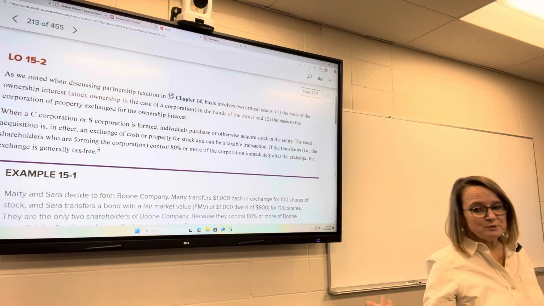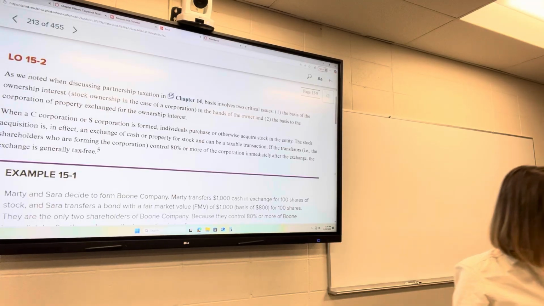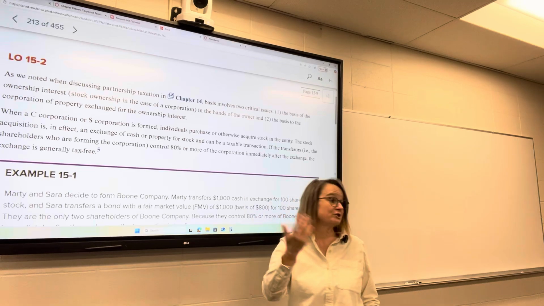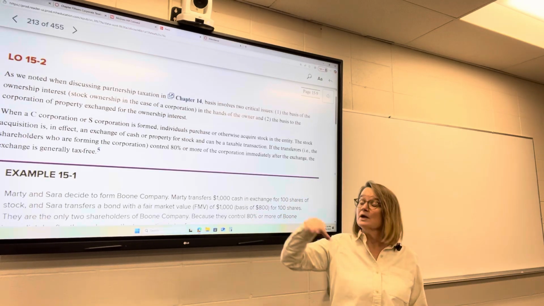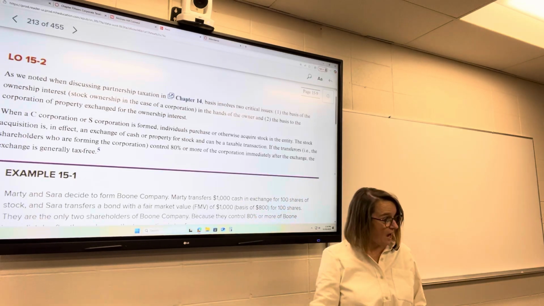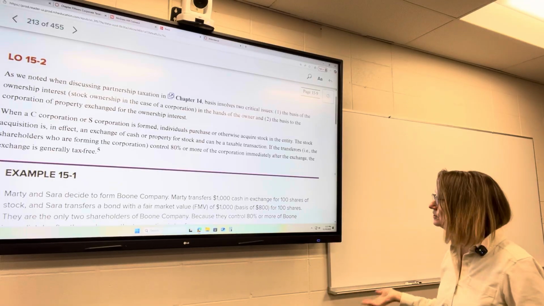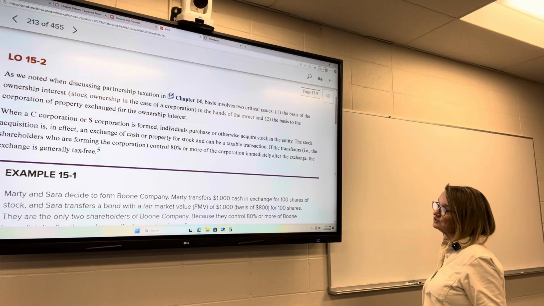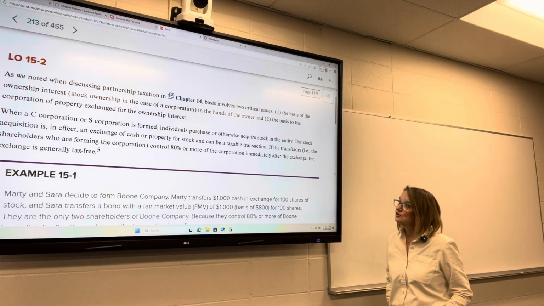So with partnerships, we didn't have stock, right? We just had an ownership percentage. With a corporation, though, you're buying stock. Okay, so you're buying shares in that corporation. The stock is an exchange of cash or property for stock.